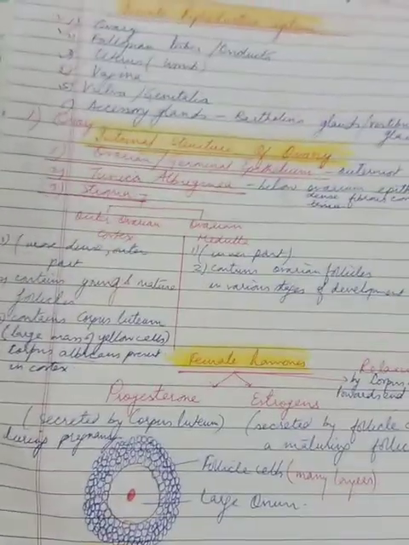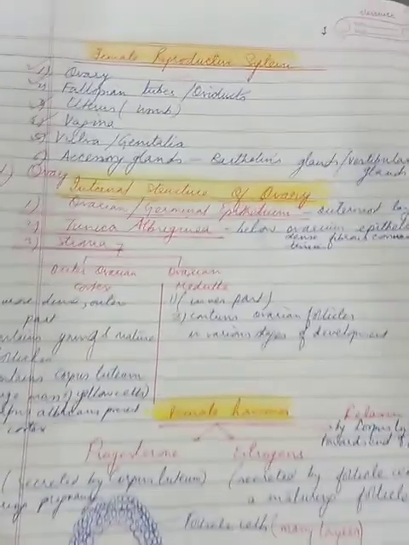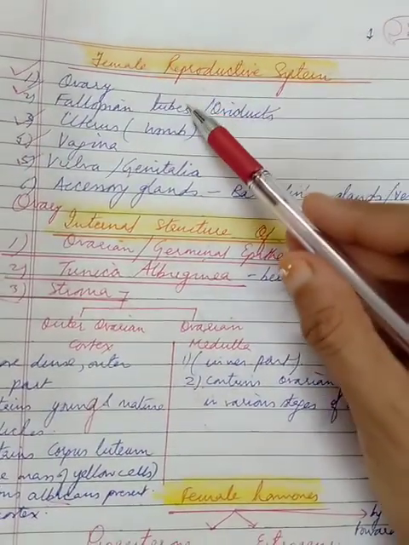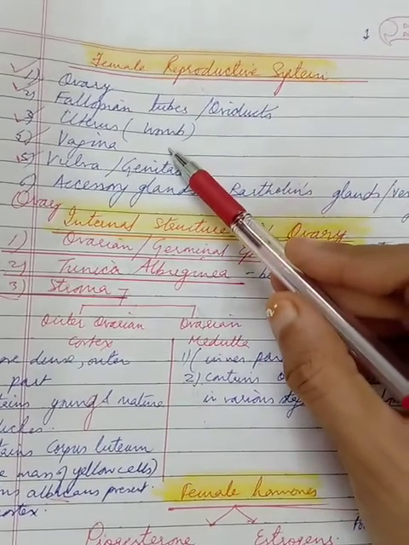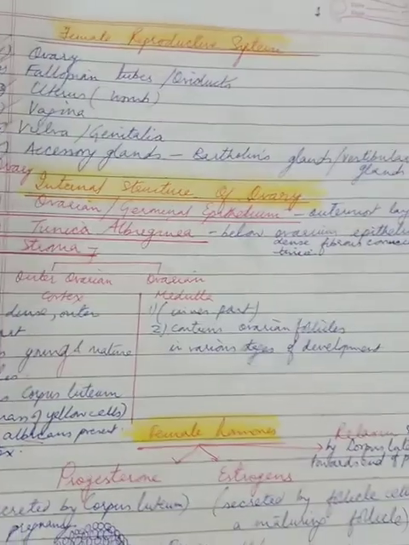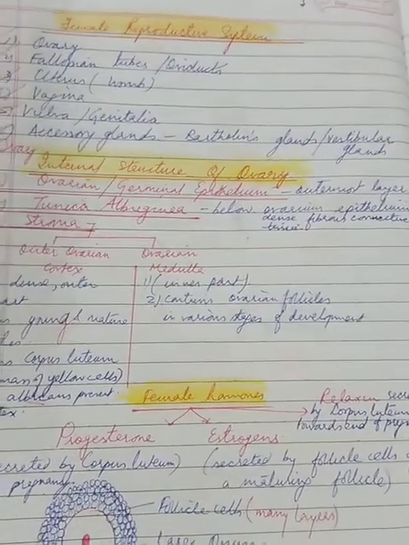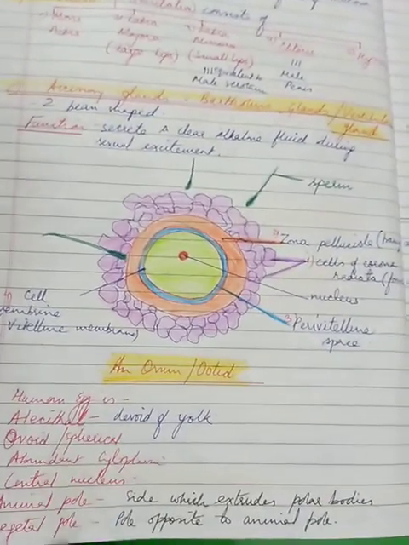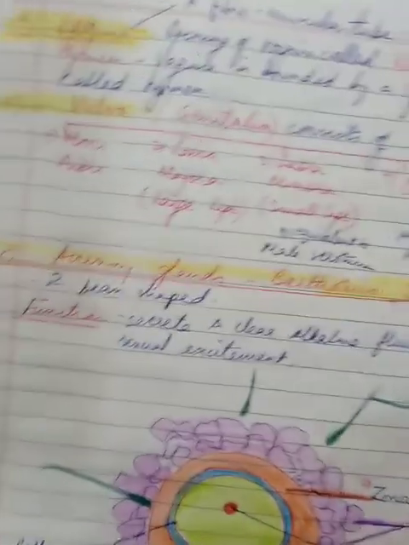Before I sum up and come to the structure of the ovum, let us quickly revise. We have done under 6 headings: the female reproductive system, ovary, fallopian tube, uterus or the womb, vagina, genitalia or the vulva, and accessory glands, the Bartholin's and also the mammary glands. Then the last topic for today is the structure of an ovum or oocyte. The development will be the next video. Today we'll only talk about the structure.